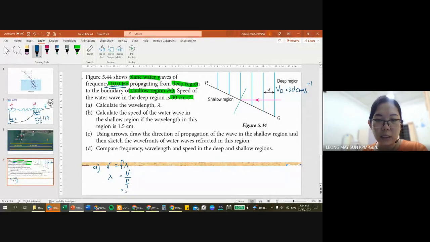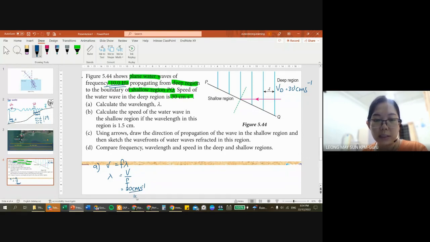So what I do is 30 centimeter per second divided by the frequency, 10 Hertz. The 10 Hertz actually cancels out the second. So my wavelength lambda is 3 centimeter. All right, that is my wavelength.